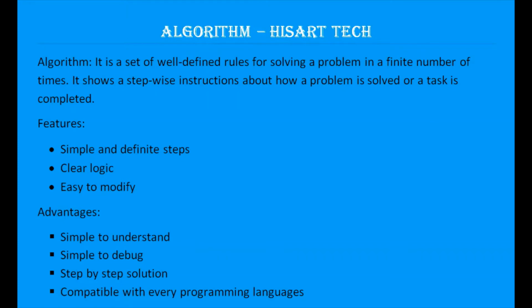So friends, here we are on our topic, that is algorithm. So what actually is an algorithm? As per the definition I have written there, it is a set of well-defined rules for solving a problem in a finite number of times. It shows the step-wise instructions about how a problem is solved or a task is completed.